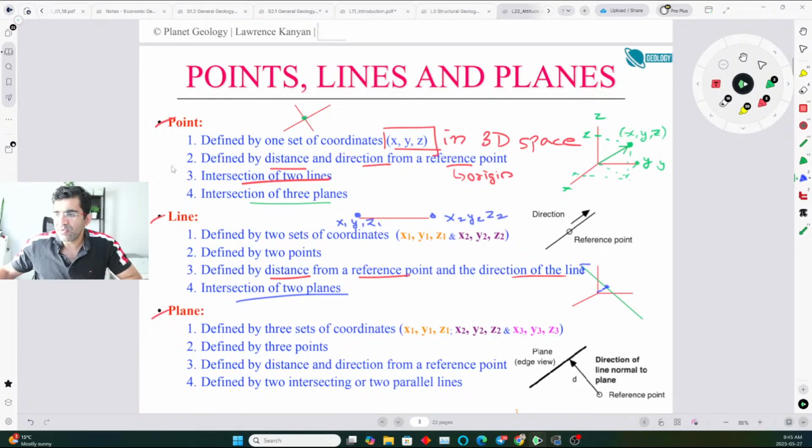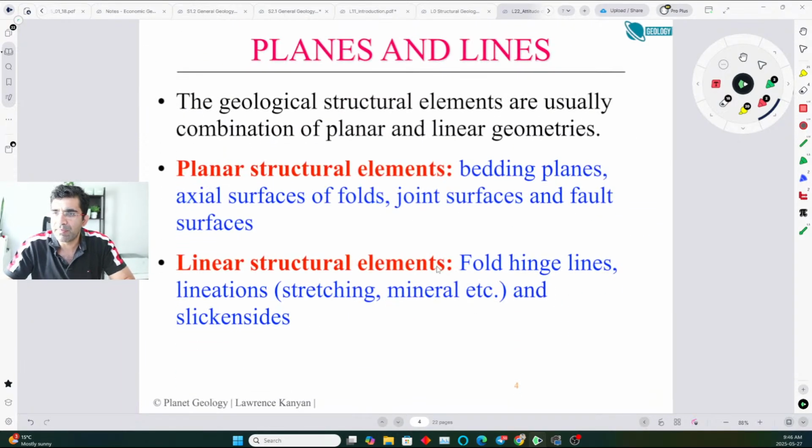Similarly, just moving the discussion ahead, a plane will be defined by three sets of coordinates: x1, y1, z1, x2, y2, z2, and x3, y3, z3. It is defined by three points, defined by distance and direction from a reference point, just like a line, and defined by two intersecting or parallel lines. So, simple concepts, but from a geological perspective, we'll be starting the discussion now.